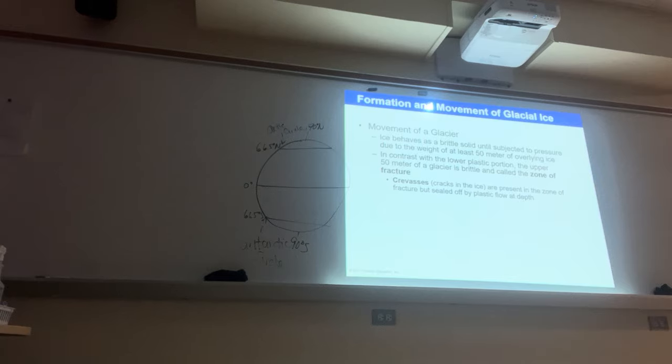Ice itself behaves brittle until it's subjected to pressure due to the weight of at least 50 meters of overlying ice. So in contrast with the lower plasticky portion, the upper zone is brittle and therefore fractures much more easily. This forms what are known as crevasses, which are cracks in the ice. They're present in the zone of fracture, but sealed off by plastic flow at depth.